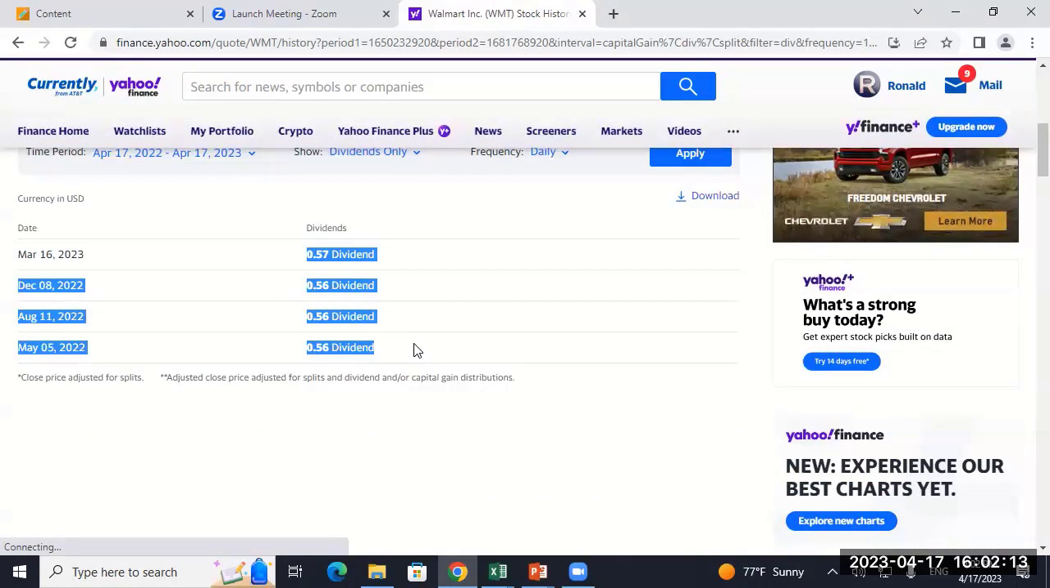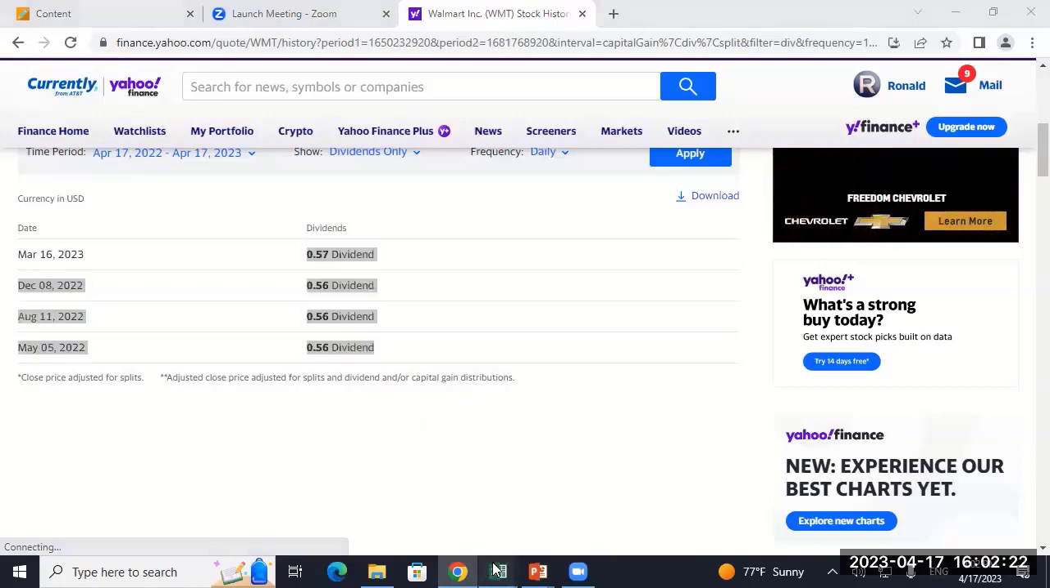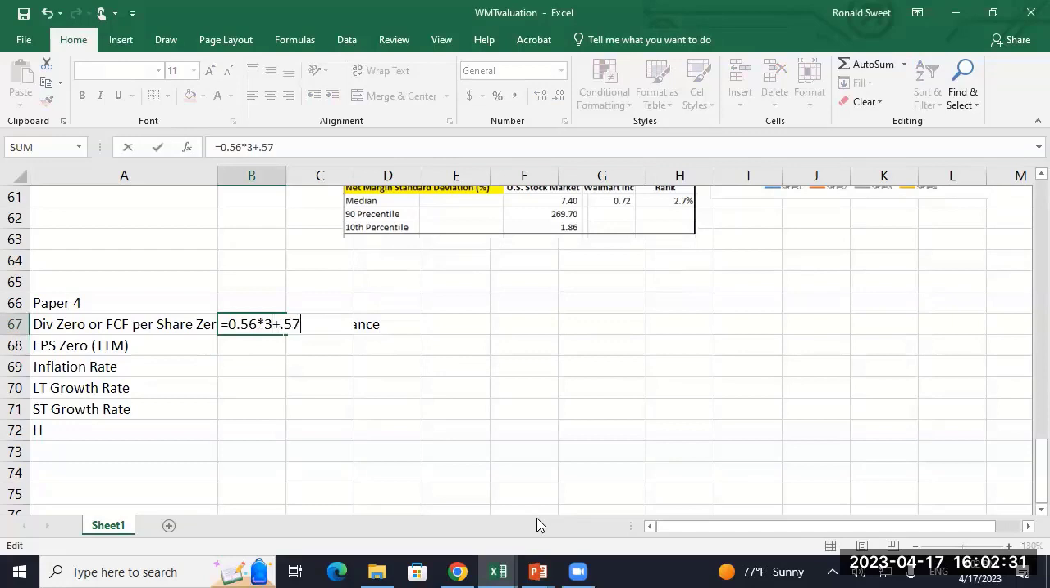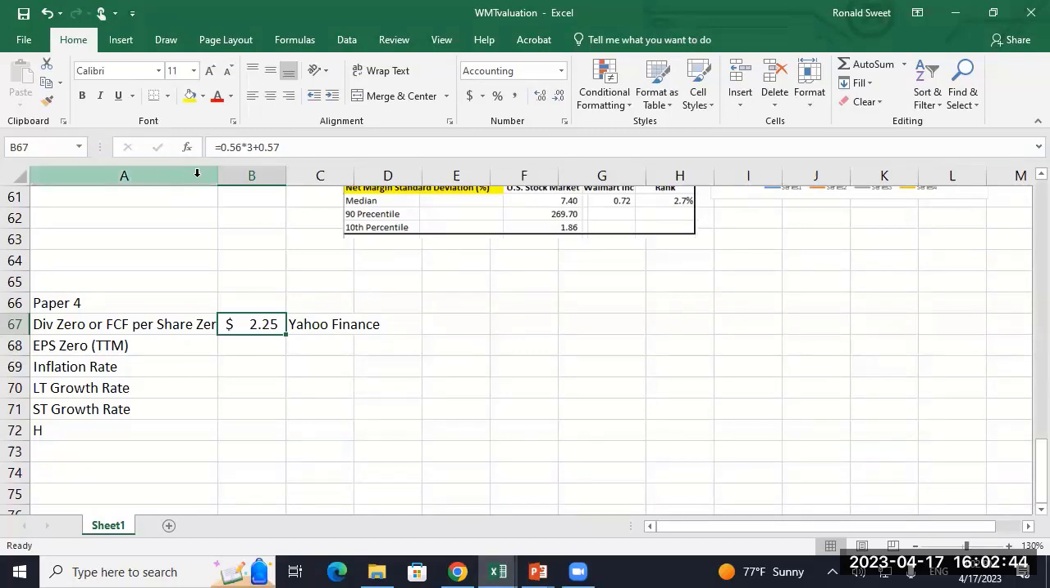So be careful. You can't always assume it's the last four if they don't pay quarterly. But if they pay quarterly, it's just the last four. So 56 times 3 plus 57, so you get 225. I think I've told you all this before, all they're doing is taking the last dividend times four, but that's a completely bogus number, so not a valuable number.